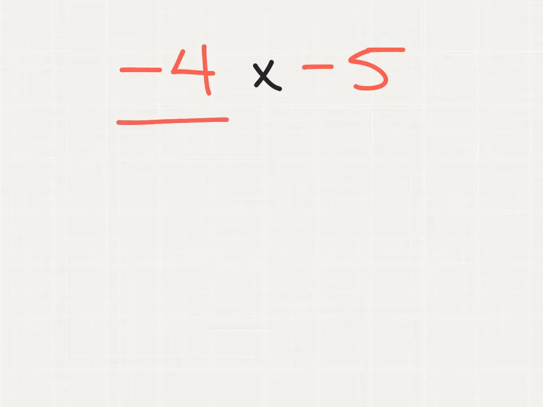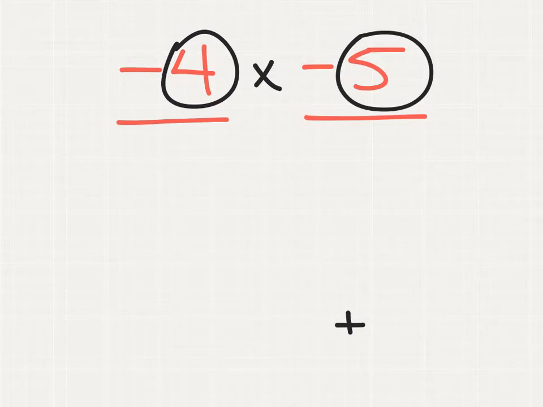What if I had -4 times -5? Step 1 says, are the signs the same or different? We see here a negative and a negative. They're the same. That means my solution will be positive. Step 2 says multiply as normal. So what is 4 times 5? 4 times 5 is 20.